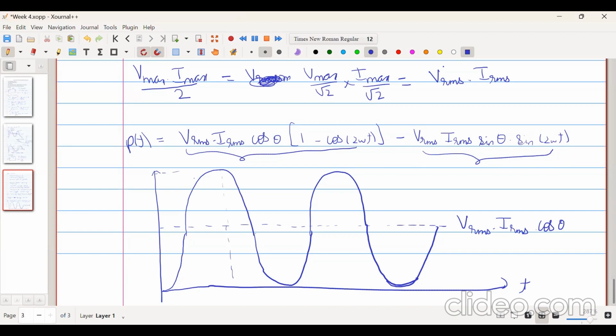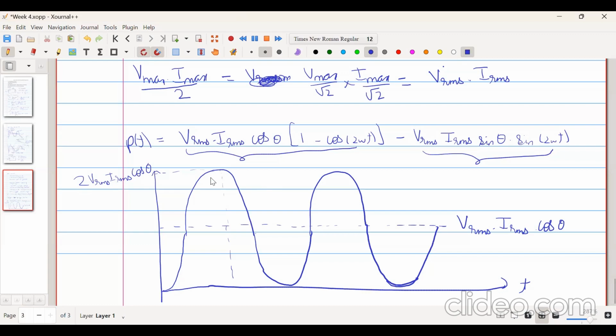So this will actually be equal to 2 VRMS IRMS cos theta. It will vary from 0 to 2 VRMS IRMS cos theta, but it will never become less than 0. It will never become negative. This is known as the active component of power. So the first term is known as the active component of power, and if we consider the average power, the value of the average power is equal to VRMS into IRMS into cos theta. All right?